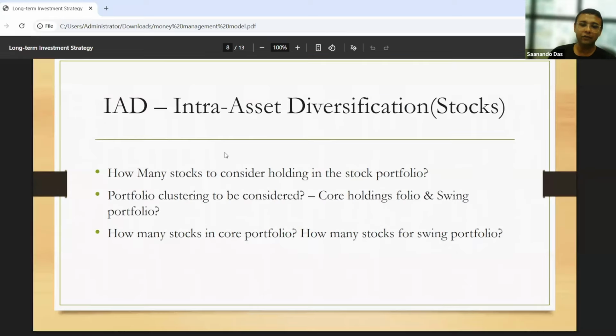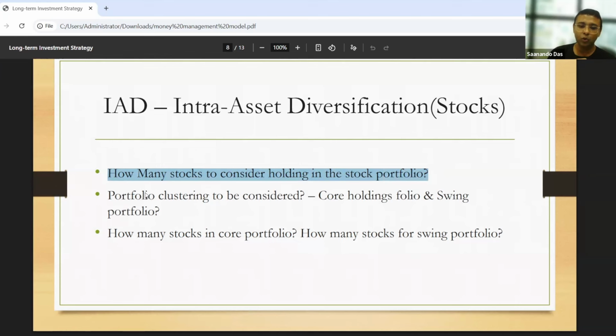Let's look at the intra-asset diversification, meaning we are going into different stocks. We are not going into commodity or bonds. Within asset diversification is happening. So how many stocks to consider holding in the stock portfolio? This will be answered via IAD.